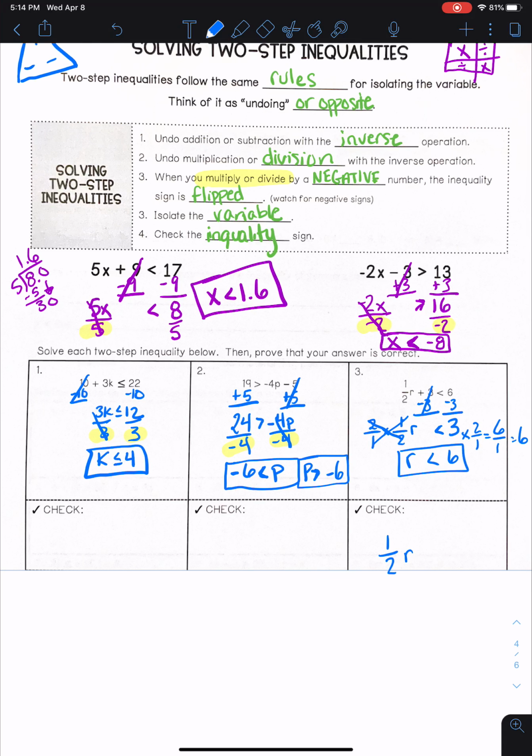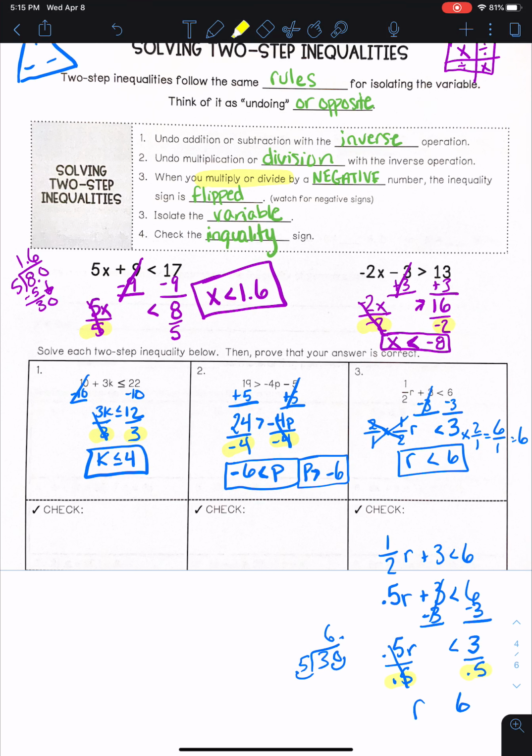So 1/2 r plus 3 is less than 6. So instead of 1/2, I'm going to use 0.5 because 1/2 is 0.5. And I'm going to solve the same way. I'm going to subtract 3, and I'm left with 0.5 r is less than 3. And now I'm going to divide by 0.5. So 3 divided by 0.5, I got to move my decimal, and I get 6.